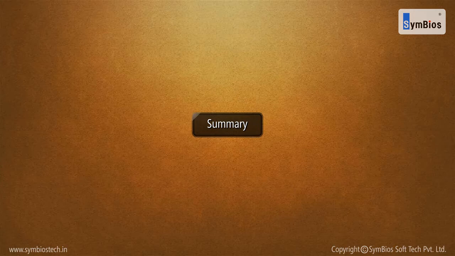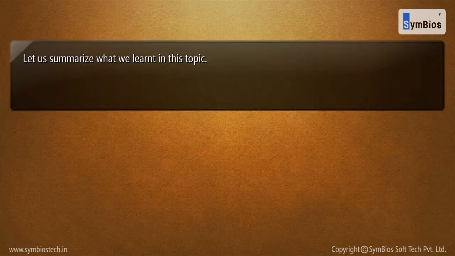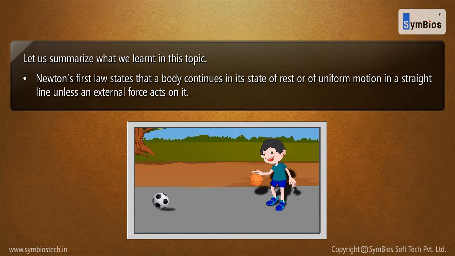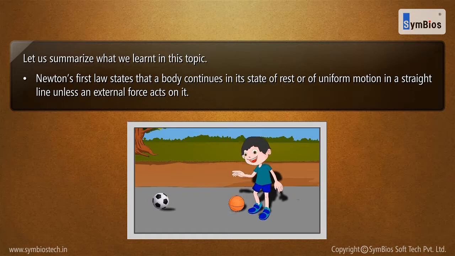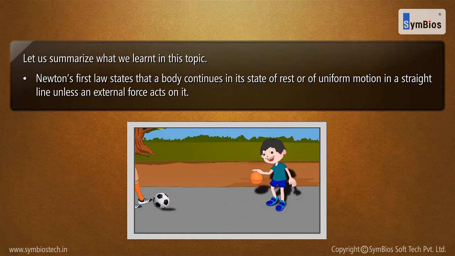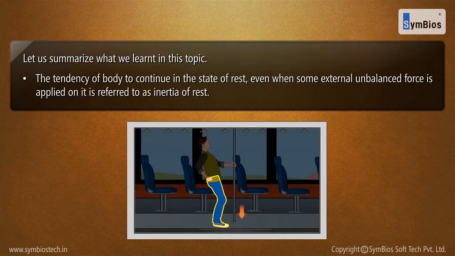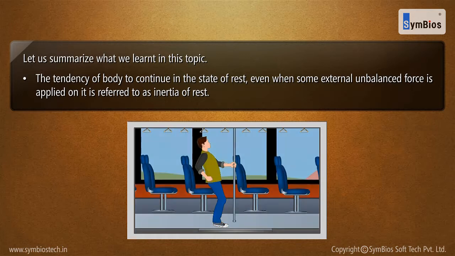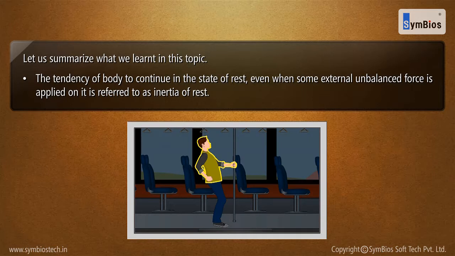Summary. Let us summarize what we learned in this topic. Newton's first law states that a body continues in its state of rest or of uniform motion in a straight line unless an external force acts on it. The tendency of a body to continue in the state of rest even when some external unbalanced force is applied on it is referred to as inertia of rest.